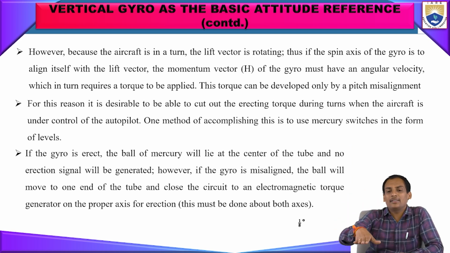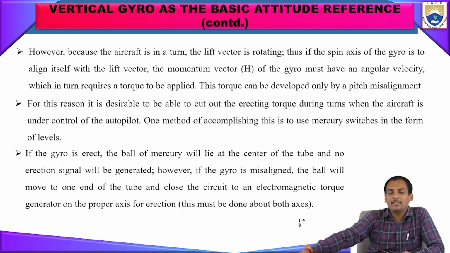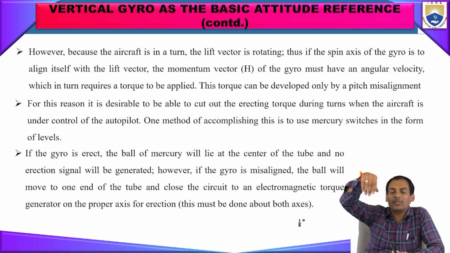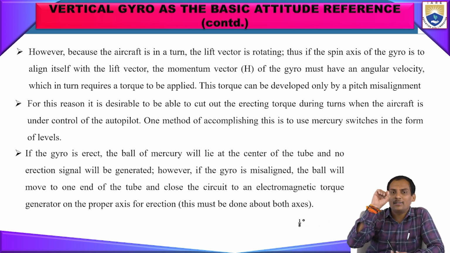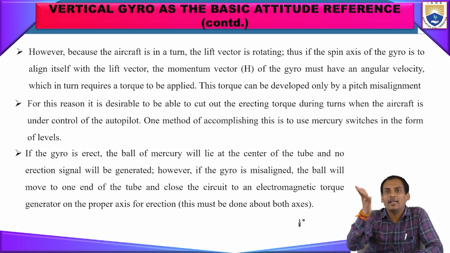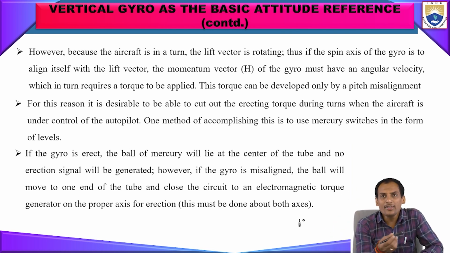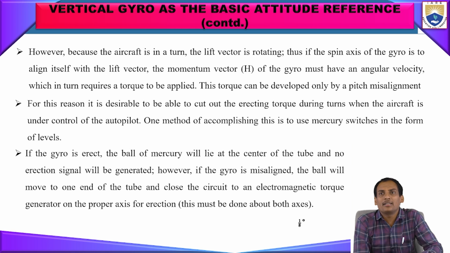So for measuring the horizontalness of a horizontal surface also, we will see one water indicator, which will be placed on that. That water bubble will show where the bubble stands still. If it is moving to one side, that means that surface is not horizontal. Like that only, here the mercury ball will be used. So the mercury ball will lie on the center, so that no erection signal will be generated.